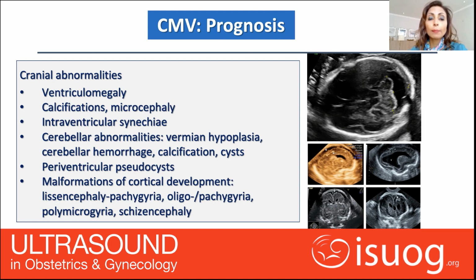What abnormalities can we detect? Well, it can be grouped into cranial, extracranial, and abnormalities that affect the placenta or the amniotic fluid volume. This is a list of the cranial abnormalities, which varies from ventriculomegaly, intracranial calcification, microcephaly, intraventricular synechia or adhesions, periventricular cyst, cerebellar, as well as cortical abnormalities.